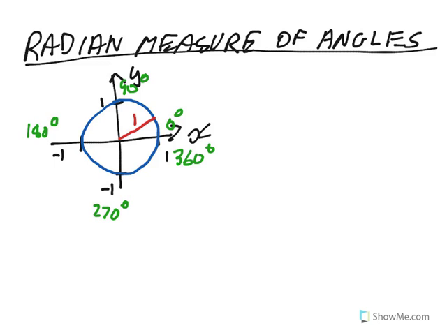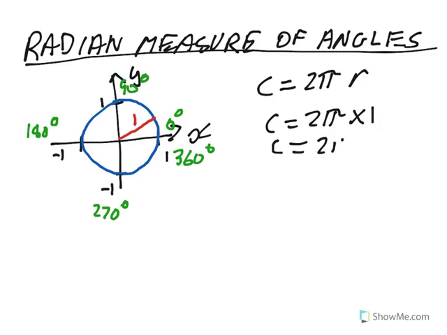Now, the radian measure comes from looking at the circumference of the circle, which is 2 pi r. In this particular case, when we've got a radius of 1, the circumference is 2 pi times 1, which is 2 pi. So that distance around that blue line from the x-axis all the way around in a clockwise direction back to that x-axis would be a distance of 2 pi on that blue line.